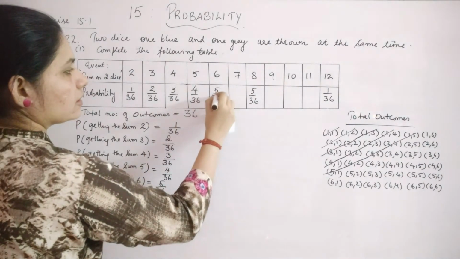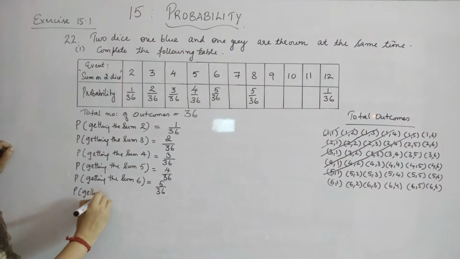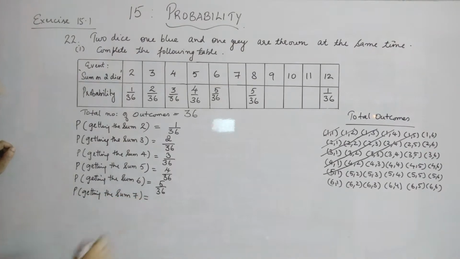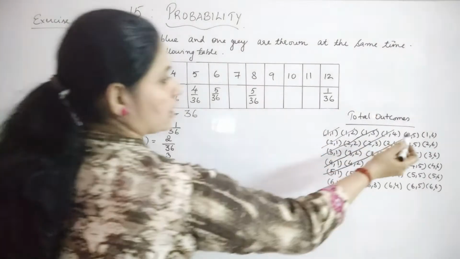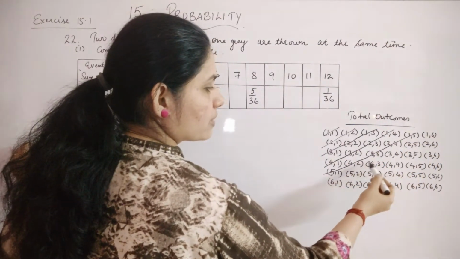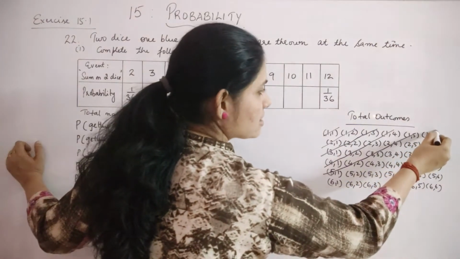5 by 36. Now the probability of getting the sum as 7 will be again 1 plus 6, 2 plus 5, 3 plus 4, 4 plus 3, 5 plus 2 and 6 plus 1, all will give you the sum as 7.